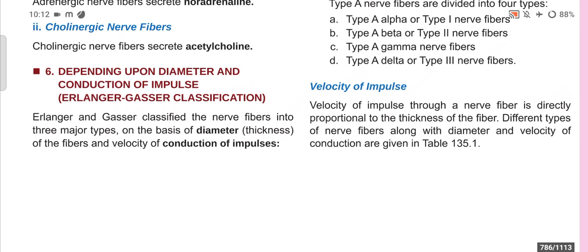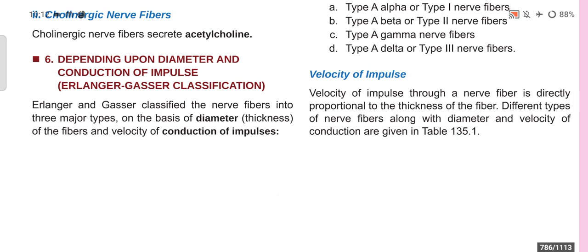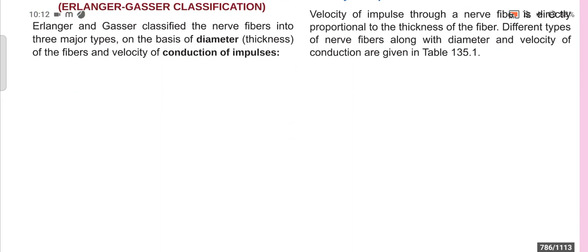Now velocity of impulse. Velocity of impulse through a nerve fiber is directly proportional to thickness of the fiber, and different types of nerve fibers, along with the diameter and velocity of the conduction, are given in the table.